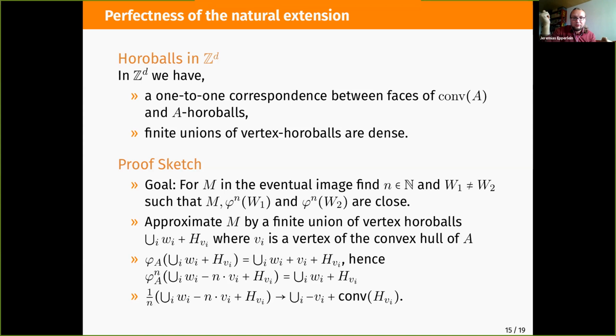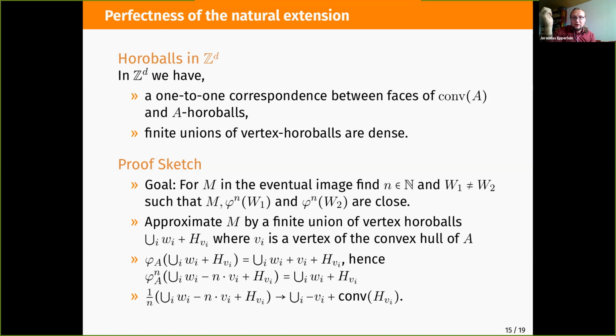Now to show that our natural extension is perfect, what you actually have to do, if you think a little bit about this, is we start with something in the eventual image, call it M, and then we have to find a natural number N and two states W1 and W2, such that if we apply phi N to both of them, they're close to M. So we approximate M by phi N W1 and phi N W2, and then we find two potential paths that are different from each other, and only one of them can agree with M, and then we found a point that is very close in the natural extension and differs from the one that belongs to M. And this shows that we are perfect.